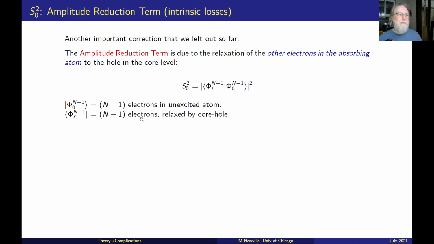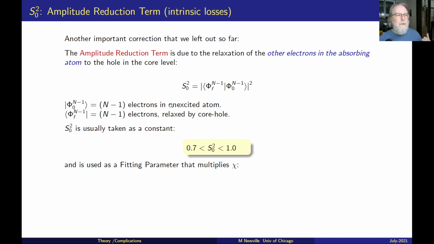The next important term that we haven't discussed yet is the amplitude reduction term, which is due to the relaxation of other electrons in the absorbing atom. That is, we talked about the relaxation due to the core filling, but with an electron ripped out of the core level of an iron atom, the other 25 electrons in that atom can relax. And that's what this amplitude reduction factor is: the overlap of the N-1, the 25 electrons, with the ground state. That relaxation can also give some reduction in the amplitude.